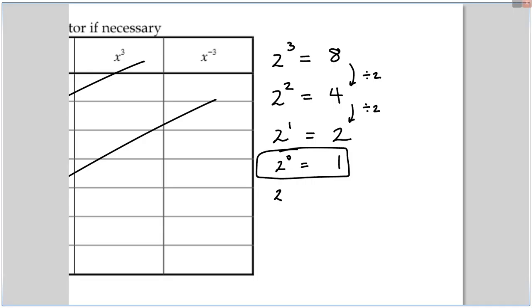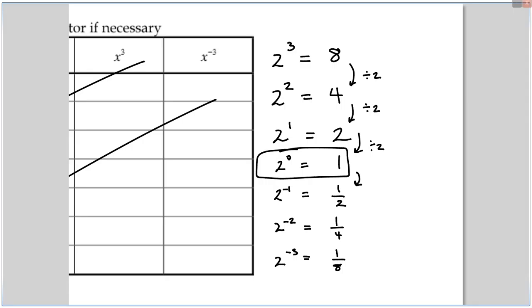And now let's go into the negatives, which is what we're interested in today. So what's 1 divided by 2? And don't say 0.5. Lovely. 2 to the minus 2. What's 1/2 divided by 2? 1/4. So just keep cutting these in half. Next one will be 1/8. And then we start to see the pattern emerge, and it's lovely to see some patterns like this.